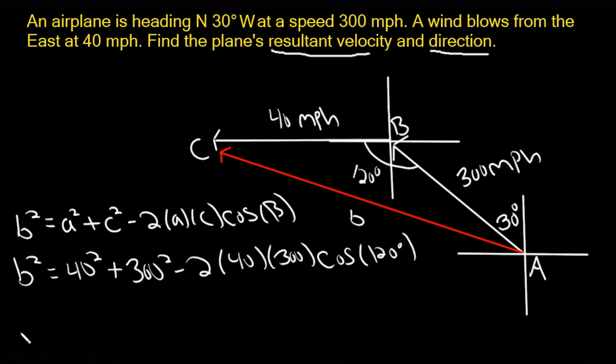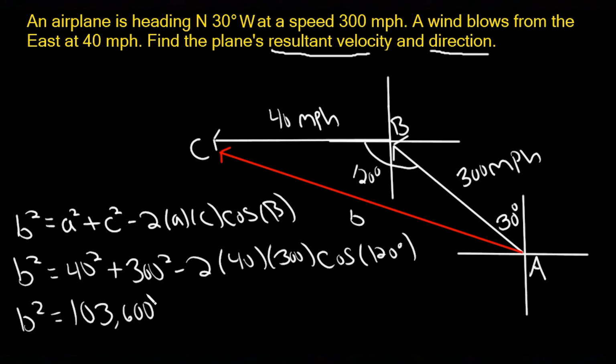So I'm just going to write here B squared is equal to, and now I'm going to plug this into my calculator. So I get here 40 squared plus 300 squared minus 2 times 40 times 300, and then finally times cosine of 120 degrees. Again, make sure you are in degrees when doing this. When you calculate this out, you should get the following: 103,600.